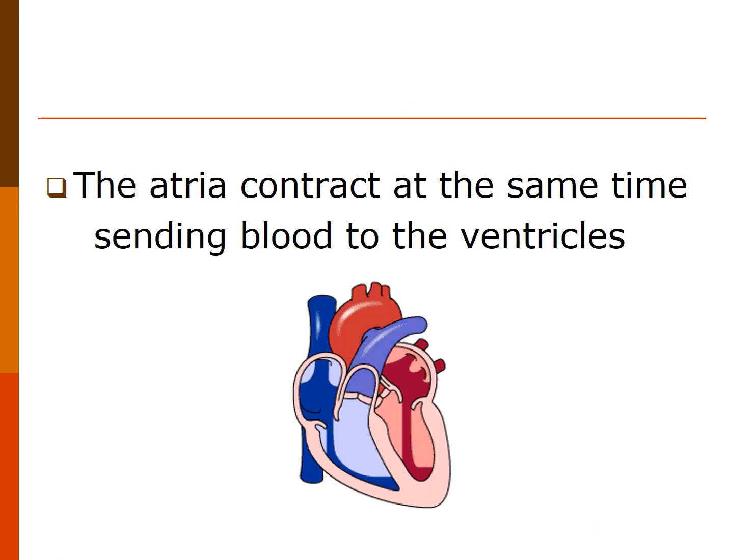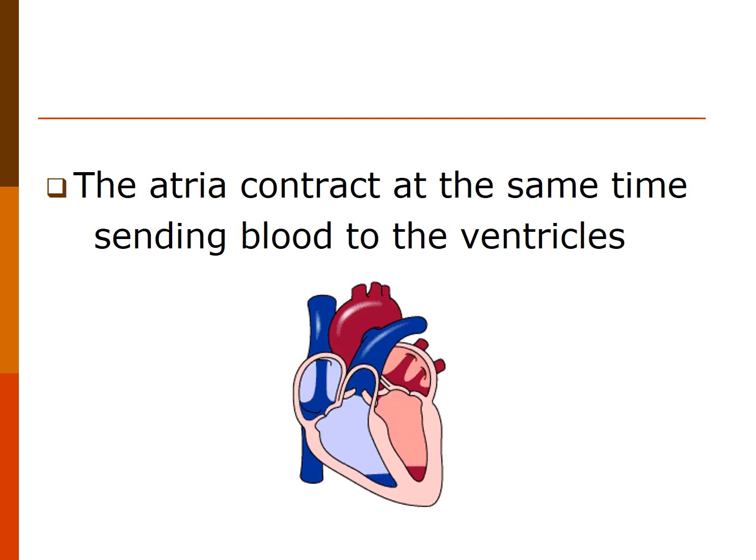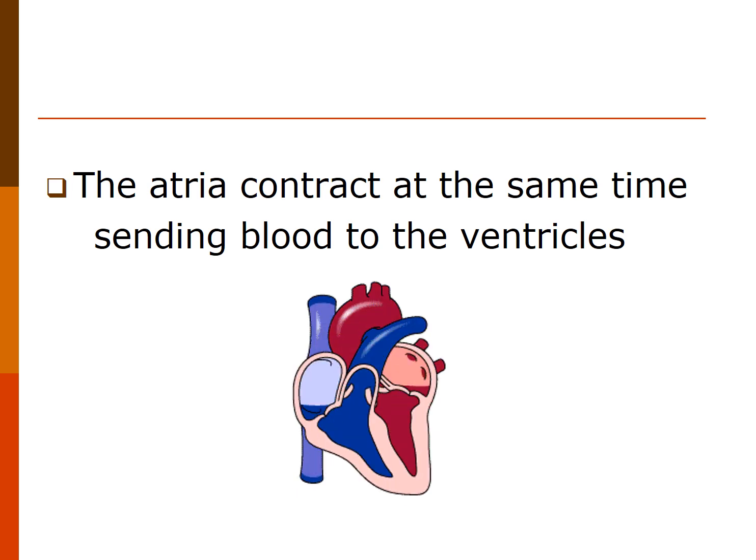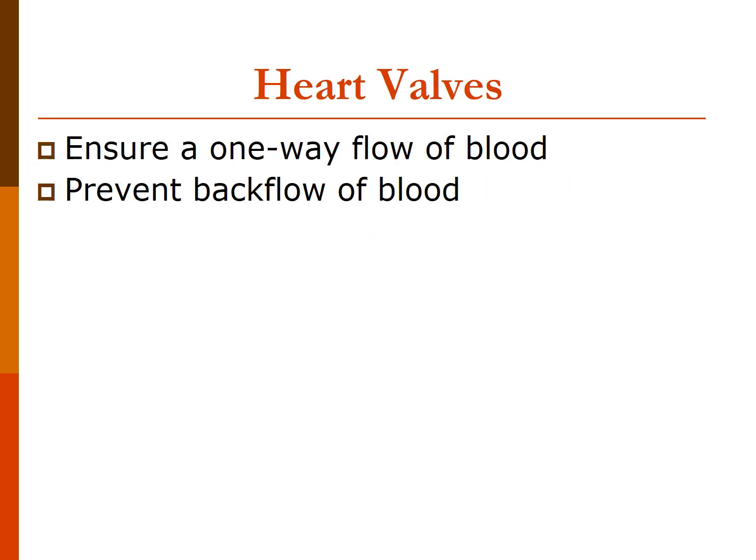The atria contract at the same time, sending blood to the ventricles. The ventricles contract, and the blood exits the heart. The function of heart valves is to ensure one-way flow of blood and to prevent the backflow of blood from one chamber to the other or from the outside of the heart.